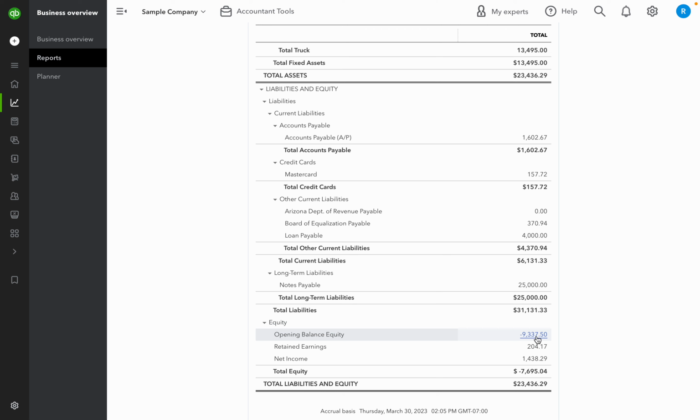Here you have an opening balance entry, and then you're going to have your income statement value sitting in the equity section as well. So that's going to give you what that total equity is. For the sample company, they are currently owing more than they have, so their equity is negative.